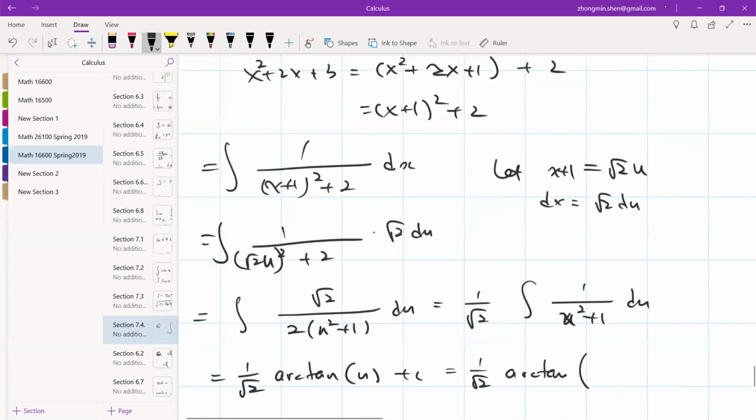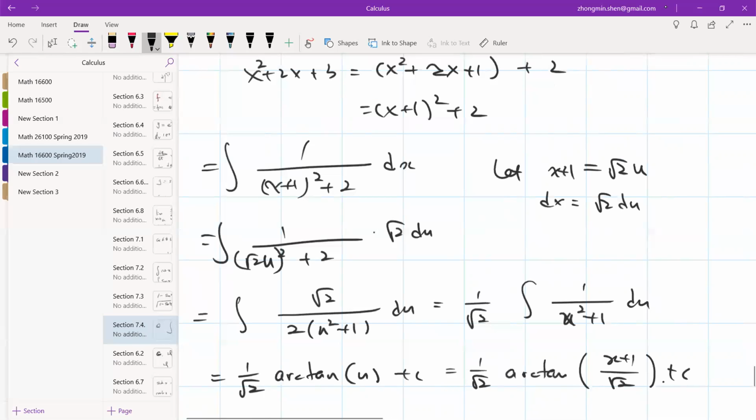And what is u? U is going to be x plus 1 divided by square root 2. Okay. So to look at this problem, I cannot decompose the function. So I use the idea. I have two ideas here to evaluate the integral: completing the square for the quadratic function, and then use a substitution. Or I just decompose the rational function directly, right?